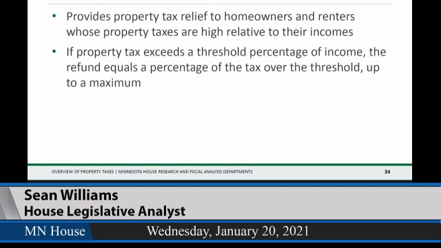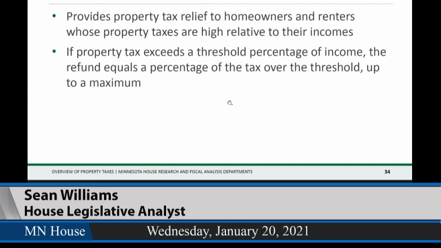The property tax refund program, there's two programs. We've discussed them a little bit already, the Homestead Credit State Refund and the Renters Property Tax Refund. They provide property tax relief to both homeowners and renters who have property taxes that are high relative to their incomes. They're programs that are based on setting a threshold percentage of your income, and the amount of a refund you get is equal to a percentage of the tax above that threshold, and then there's maximums established for everyone.